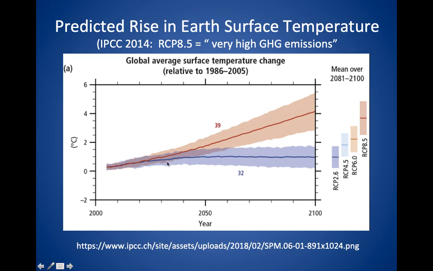And then the blue line is what would happen if we really mitigate our greenhouse gas emissions and try to keep the temperature low. And they're basically just saying that the models show that it is possible to stabilize the temperature increase.